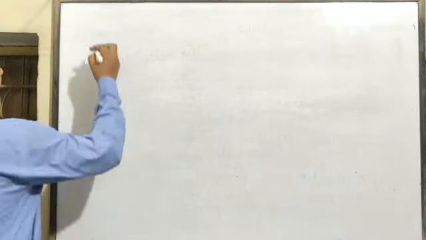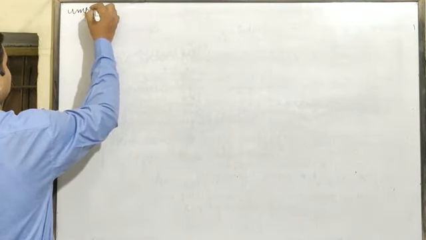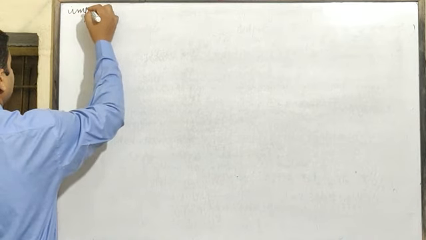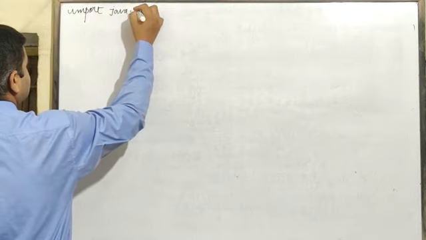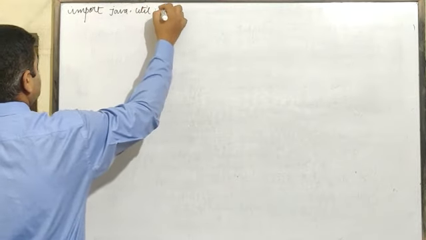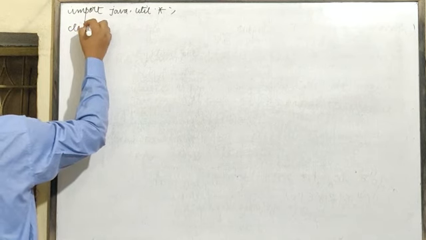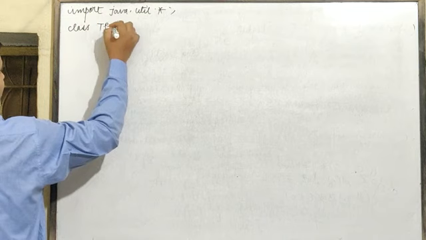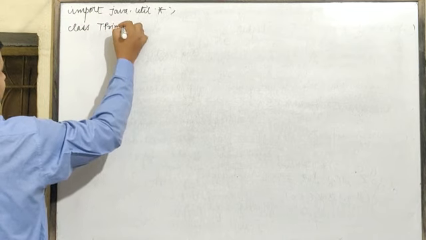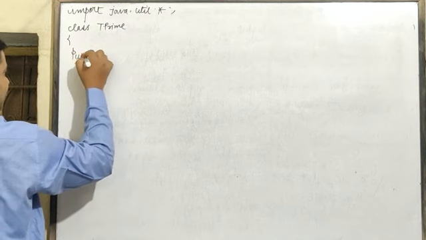So first of all, write down import java.util.*. I am telling the program from the beginning. Import java.util.*. Then write down the class name. I am writing the class name as TPrime. Then I am writing public static void main.